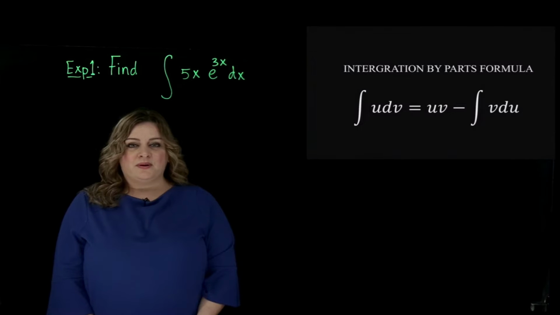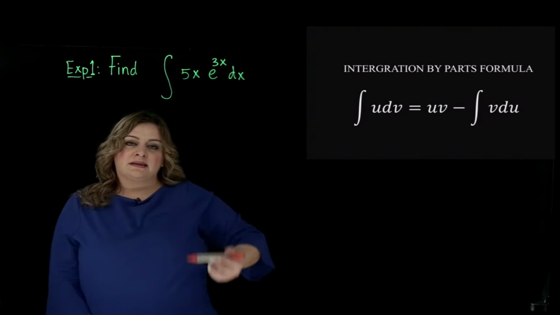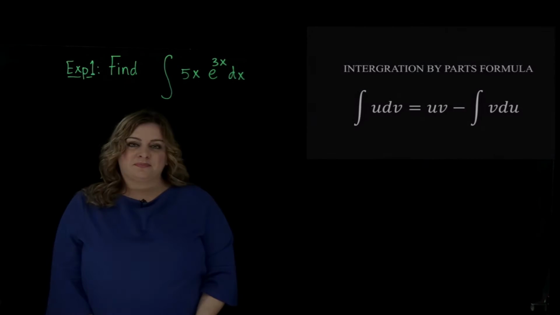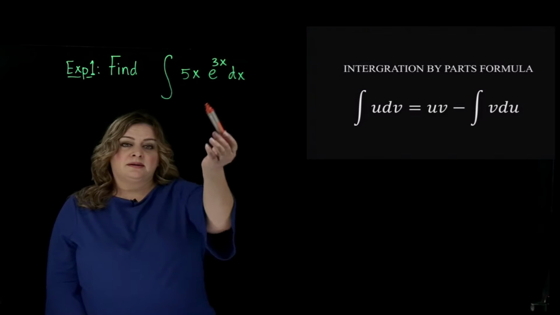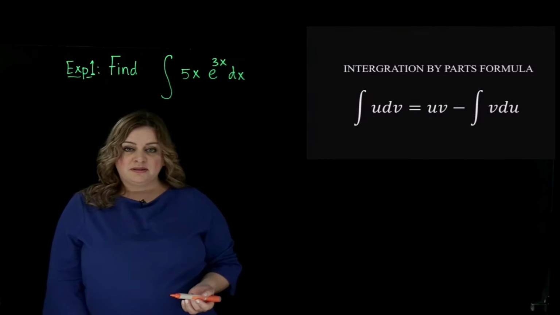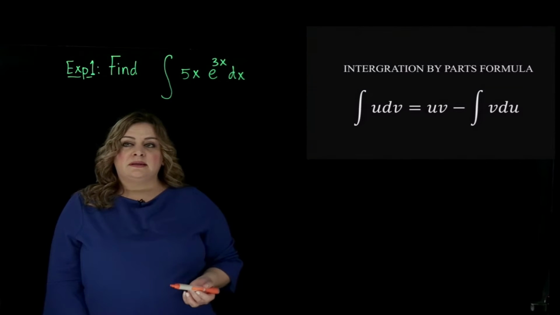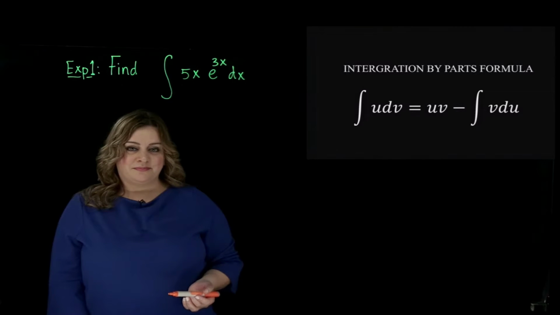Starting with example 1, we want to find the indefinite integral of 5x e to the 3x dx. We notice that our product involves an exponential function, and we want to use the integration by parts formula.